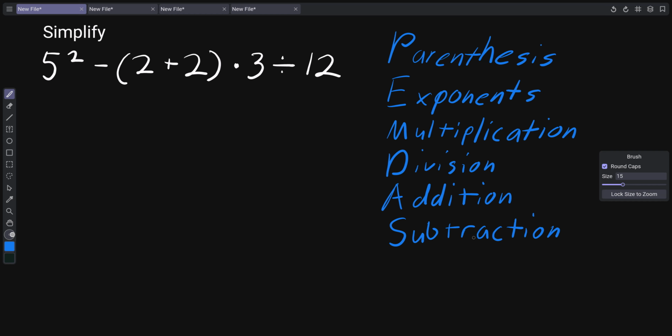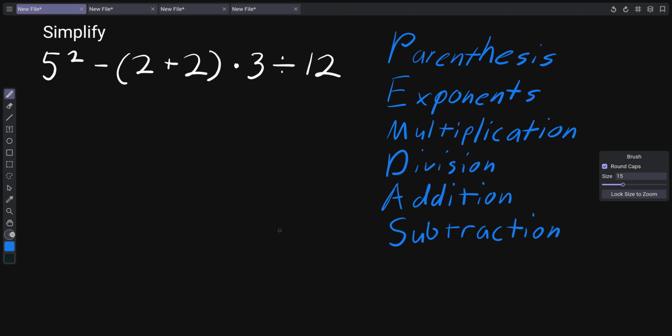Now, quite often, you'll need to use this when you're simplifying. And to just show you how it works, I'll go through this example. So we have here 5 squared minus 2 plus 2, but those 2 plus 2's are in parentheses. Then we multiply 3, and then we finally divide 12.